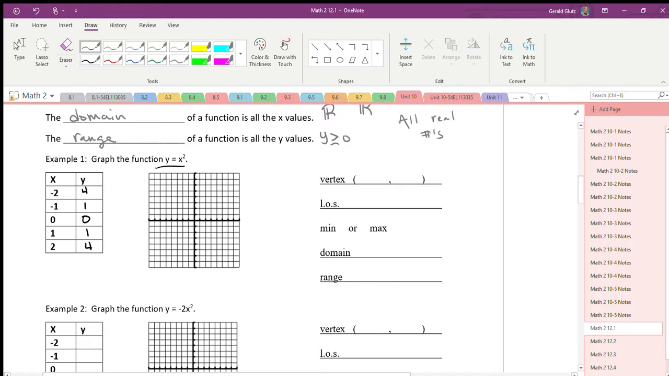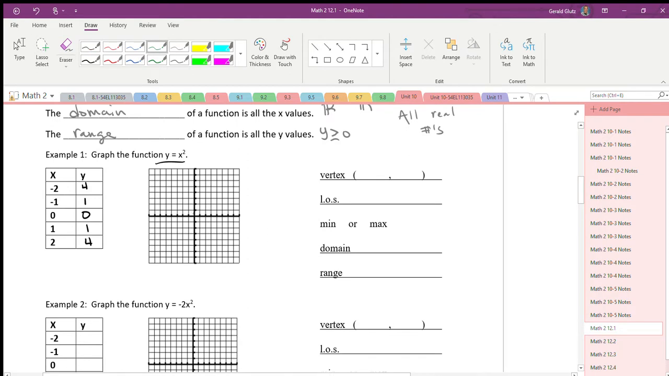So I got 5 points for this graph. Let's use a different color. We've got a point at the origin, and negative 2, 4. That means I go left 2, up 4.